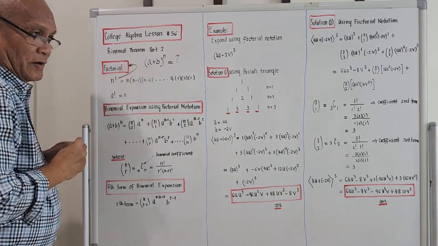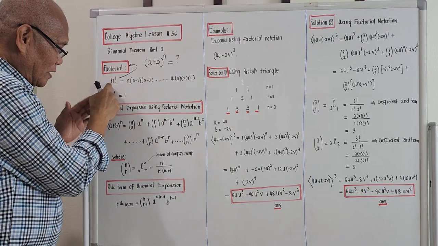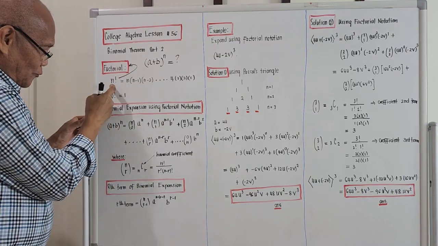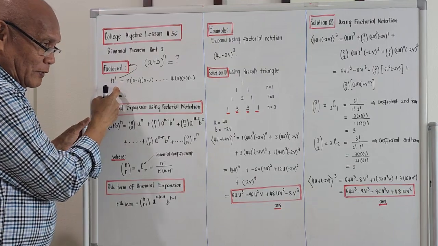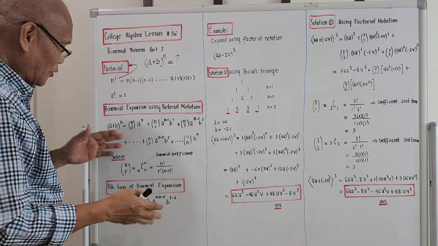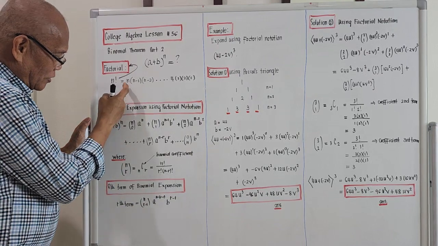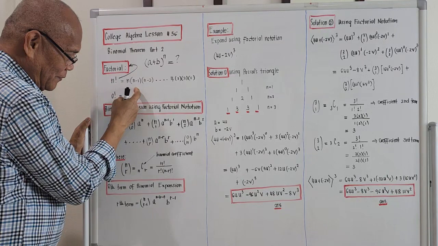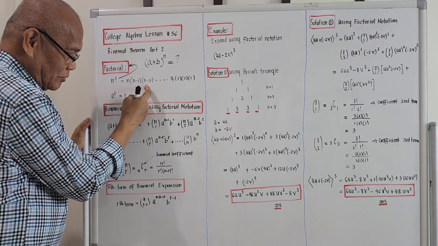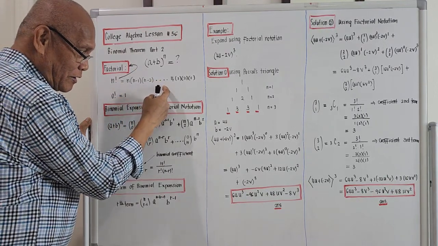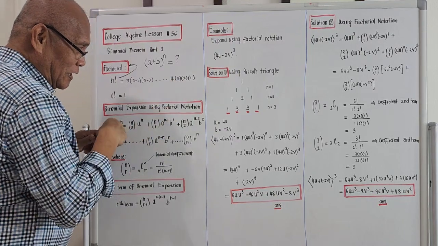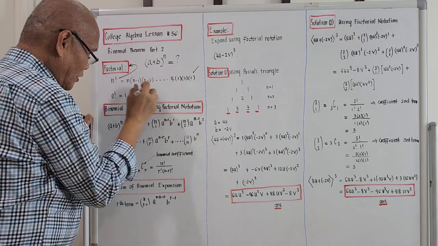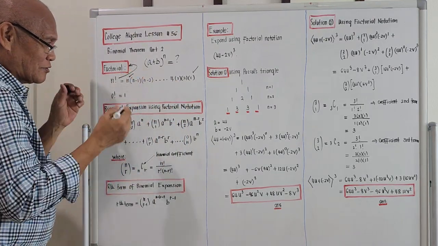Okay? N with an exclamation mark is termed as factorial. If we try to expand this one under the study of algebra, it will be something like this. We will start with n times the quantity n minus 1 times n minus 2, and so on, down to 3, 2. The last value will be 1. Okay? The first value is n. That's the meaning of this.